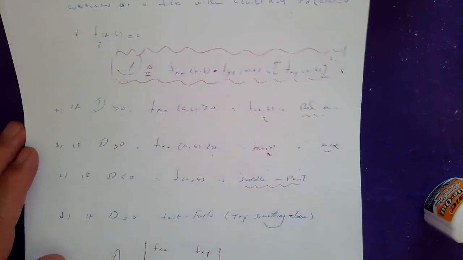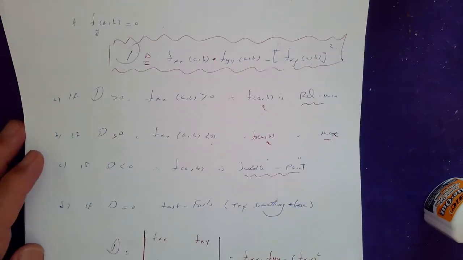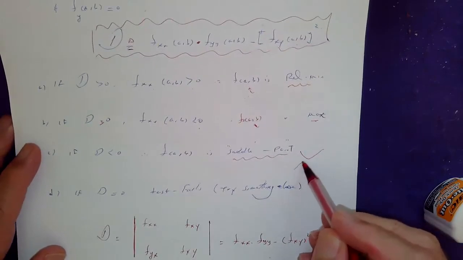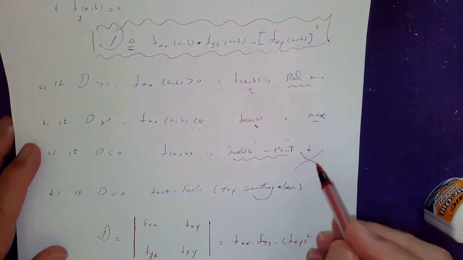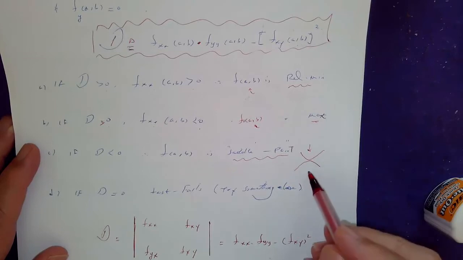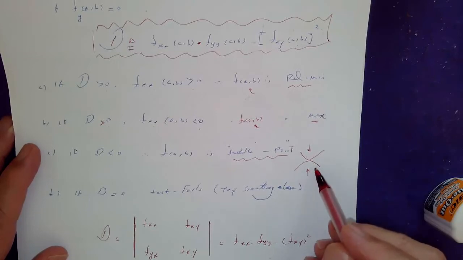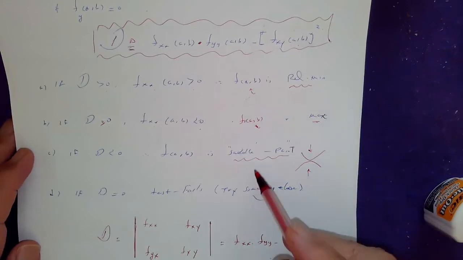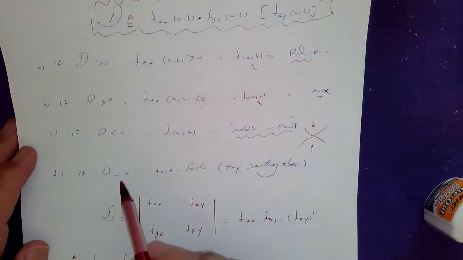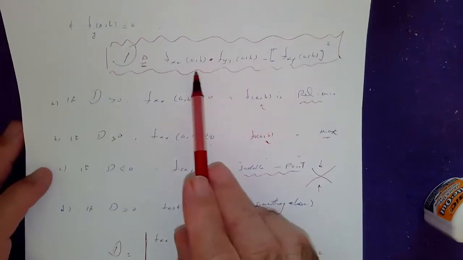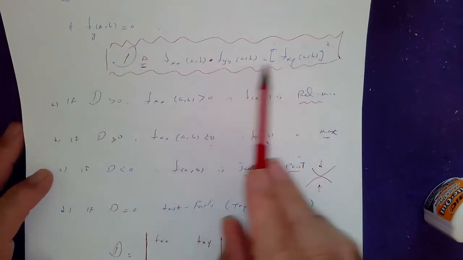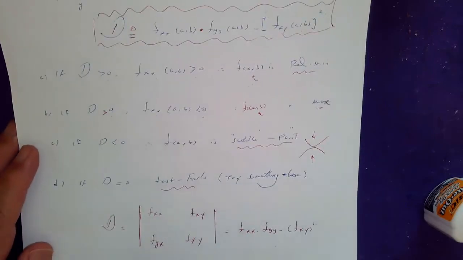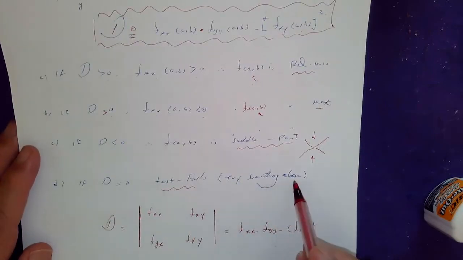That would be a point which we call a saddle point. Sometimes people call this minimax. In other words, if you look at the saddle from the top it is a minimum. If you look at this saddle from the bottom it is a maximum. So it's neither max nor min, so it's a saddle point. If D comes up to 0, then the test fails. So we have to try something else.